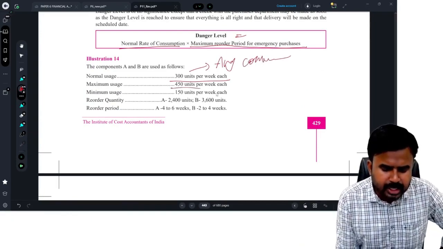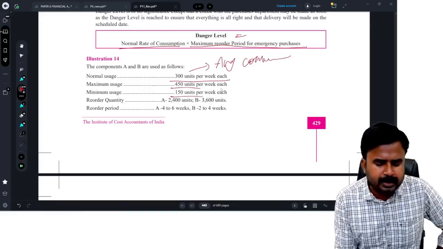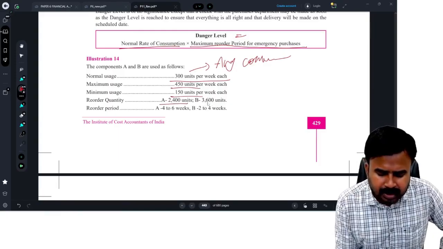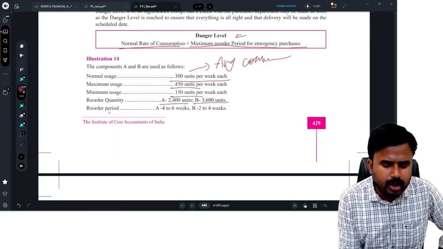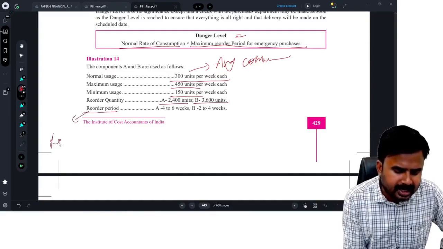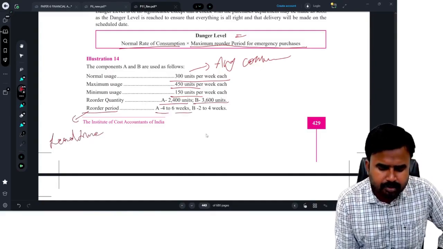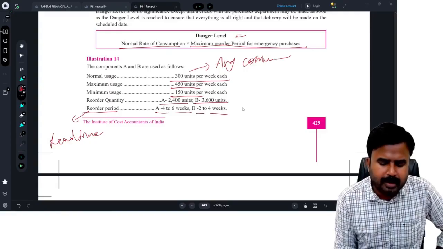Maximum use is 450 units per week. Minimum use is 150 units per week. Reorder quantity: raw material A 2400 units, raw material B 3600 units. Reorder period, which is also known as lead time, is 4 to 6 weeks for raw material A, and 2 to 4 weeks for raw material B.